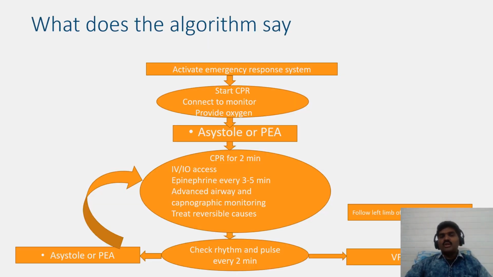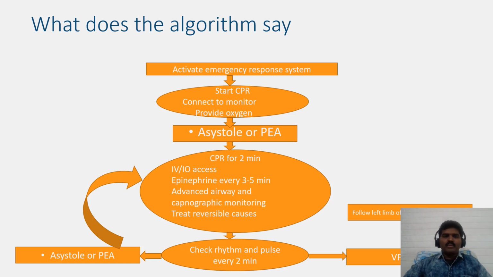So let's have a look at what the algorithm says. Now, the right-sided limb of the ACLS algorithm. First of all, you need to activate the emergency response system, start CPR, connect the monitor, and provide oxygen. On seeing asystole or PEA, do CPR for 2 minutes. Within the 2 minutes, you need to get IO or IV access. IV access is always preferable. If IV access is not possible, you can go for IO access, even in adult patients. Epinephrine every 3 to 5 minutes is the norm. You give 1 milligram of epinephrine every 3 to 5 minutes.